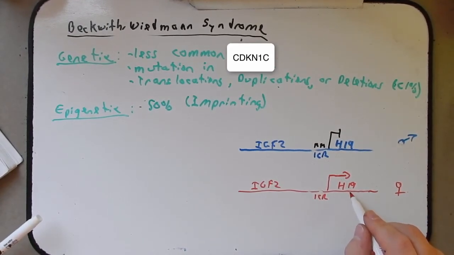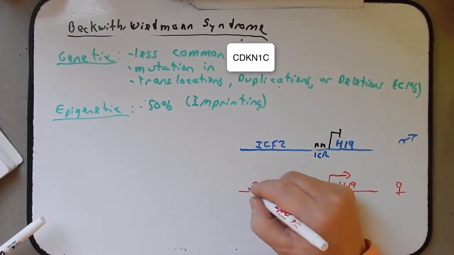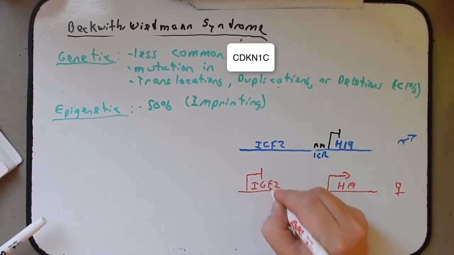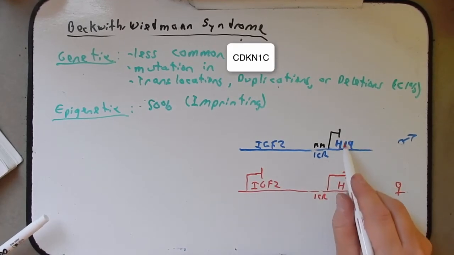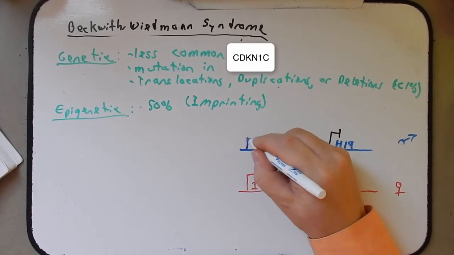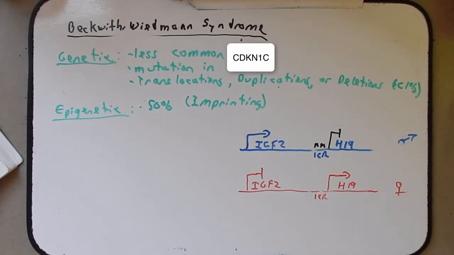H19, when it's produced, causes, by various mechanisms that we've talked about in the past, IGF-2 to not be expressed. H19 not being expressed on the paternal copy allows IGF-2 to be expressed from our paternal copy. So in this case, we say that IGF-2 is maternally imprinted. Maternally, it is shut down. And paternally, it is expressed.